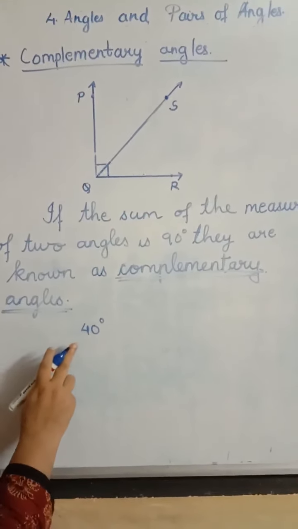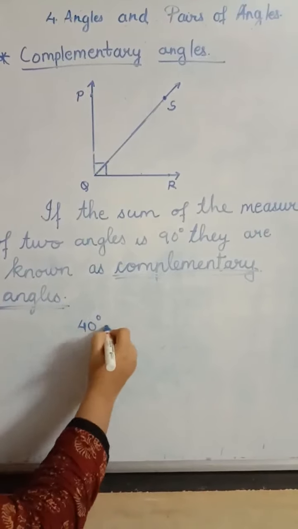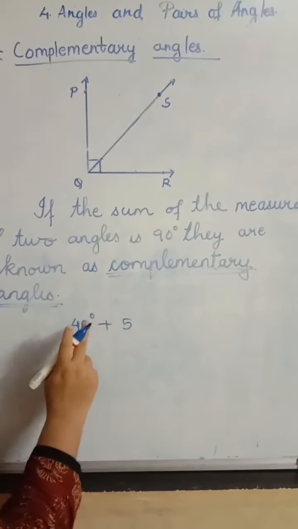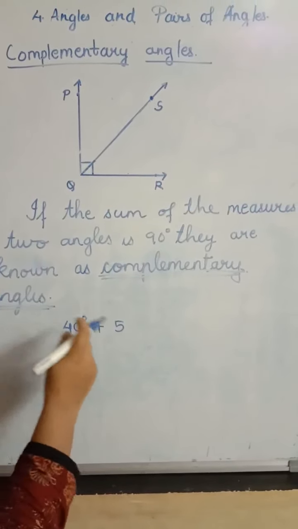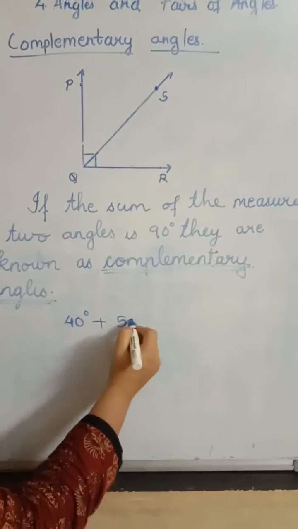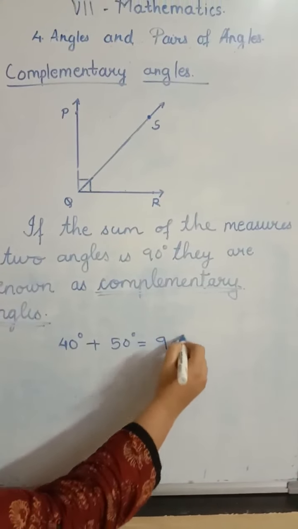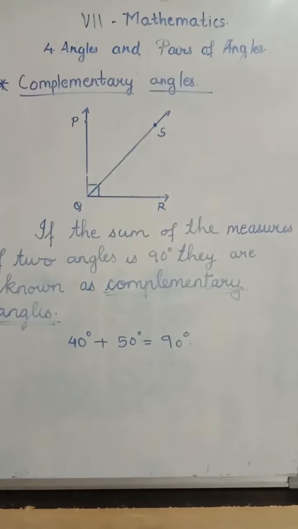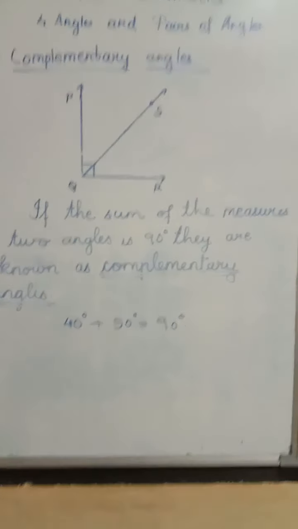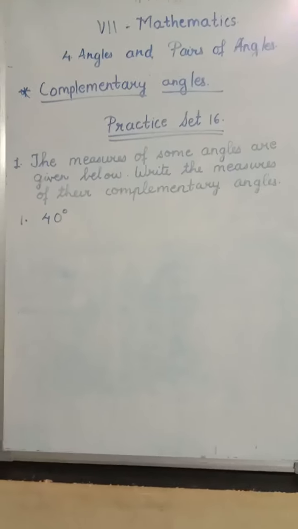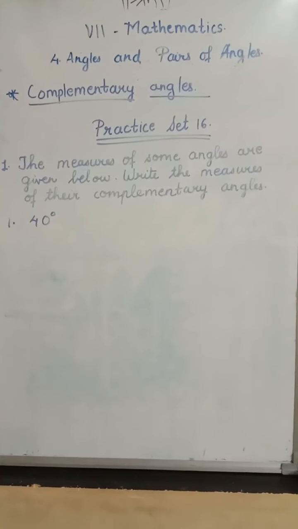So the measure of angle ABC is 40 degree plus the measure of angle PQR is 50 degree. So 40 plus 50, what will it give as the answer? That is 90 degree. So write down the answer. Therefore this is a pair of complementary angles. Now we'll start with practice set 16.